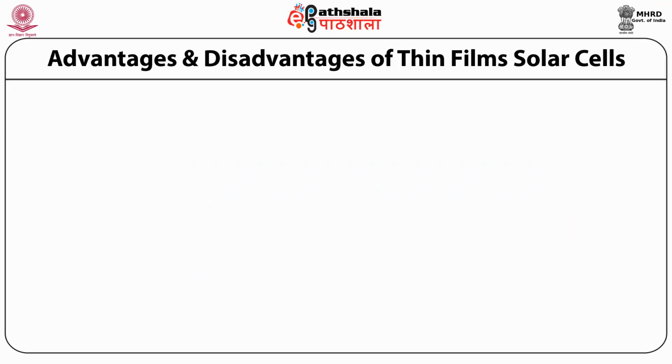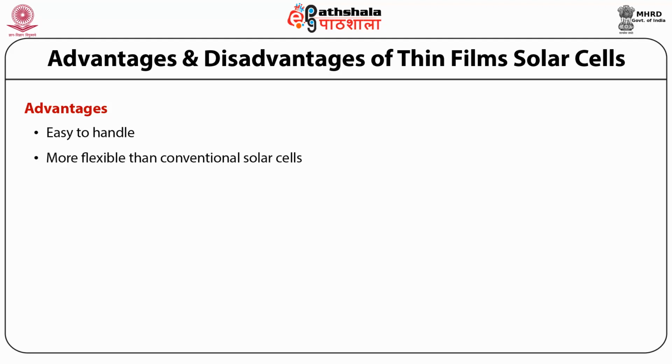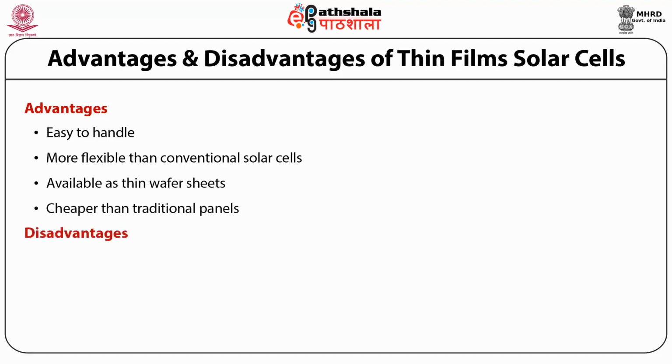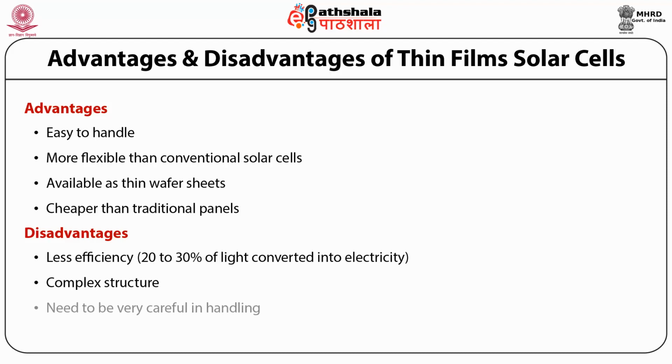Now, towards the end of this module, let us discuss the advantages and disadvantages of thin film solar cells. The advantages are: thin film solar cells are easy to handle. Secondly, they are more flexible than conventional solar cells. Thirdly, they are available as thin wafer sheets. And fourthly, they are cheaper than traditional panels. The disadvantages of thin film solar cells are, number one, less efficiency, that is, only 20 to 30% of light is converted into electricity. Secondly, the complex structure. Third, they need very careful handling. And lastly, thin film solar cells can't be used in astronomical devices.